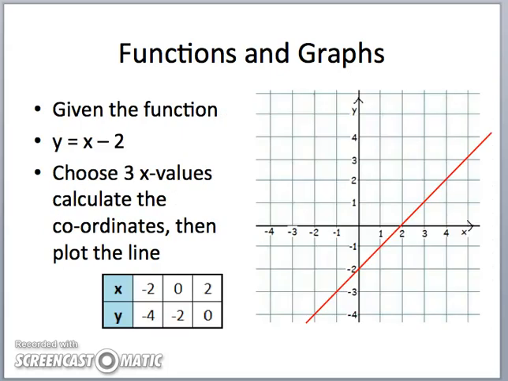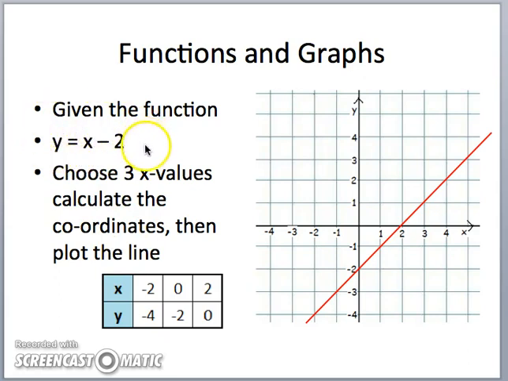Given a function to plot, that is y dependent on some x values, what you need to do is choose at least 3 values. 3 values will give you a straight line if you've calculated them correctly. You can use 5 values, but that's a little bit of overkill. What we do is we take x values that we're going to determine and find out what the y value is, get ourselves 3 coordinates, and then plot them on a graph.